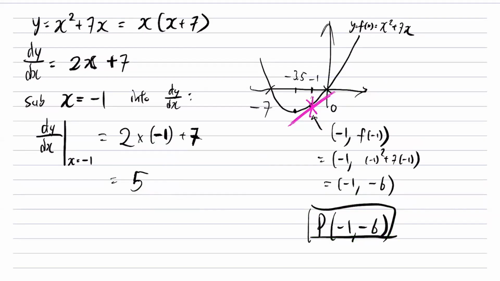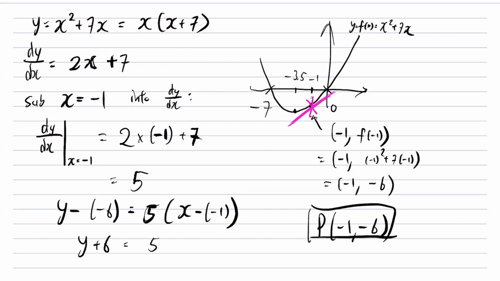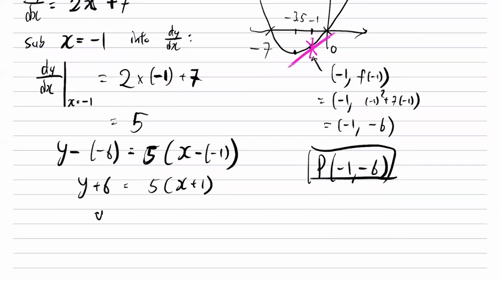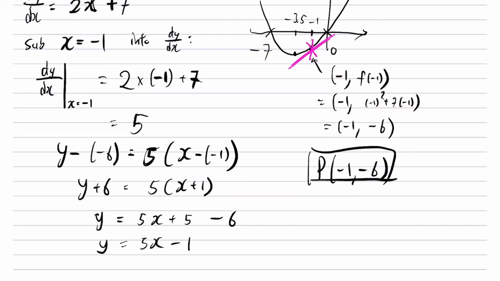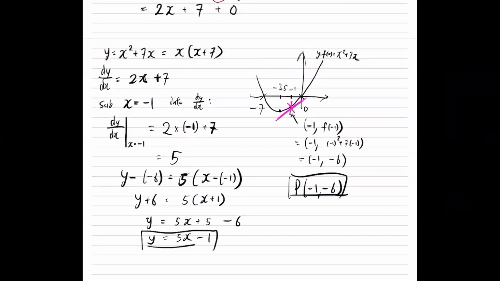The point is x equals -1, y equals -6. So y minus the y coordinate equals the gradient times x minus the x coordinate. That's how I remember it. So you end up with y plus 6 equals 5 times x plus 1. If I bring it over, I end up with y equals 5x plus 5, then minus 6, so 5x minus 1. Let me just record down what we have. y equals 5x minus 1.